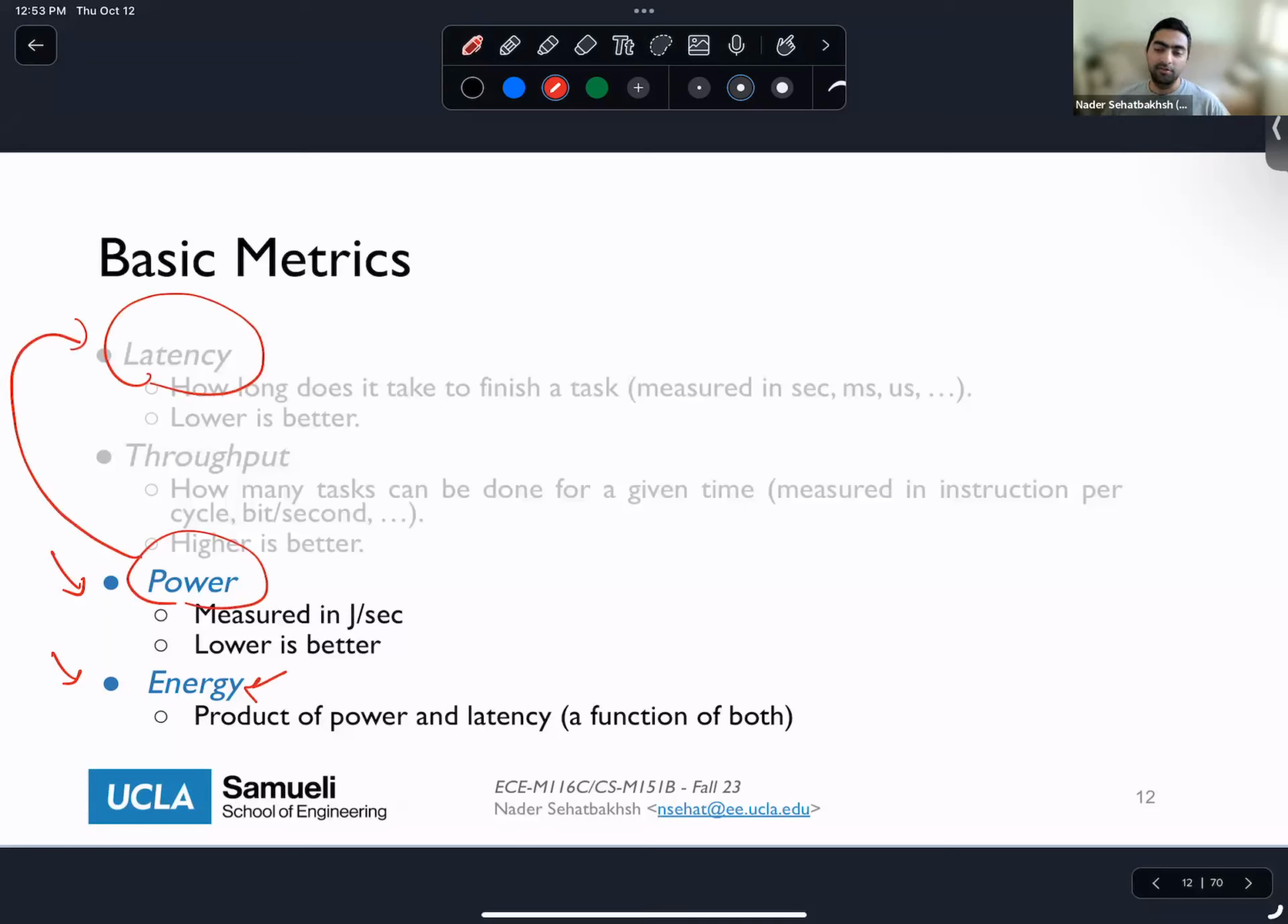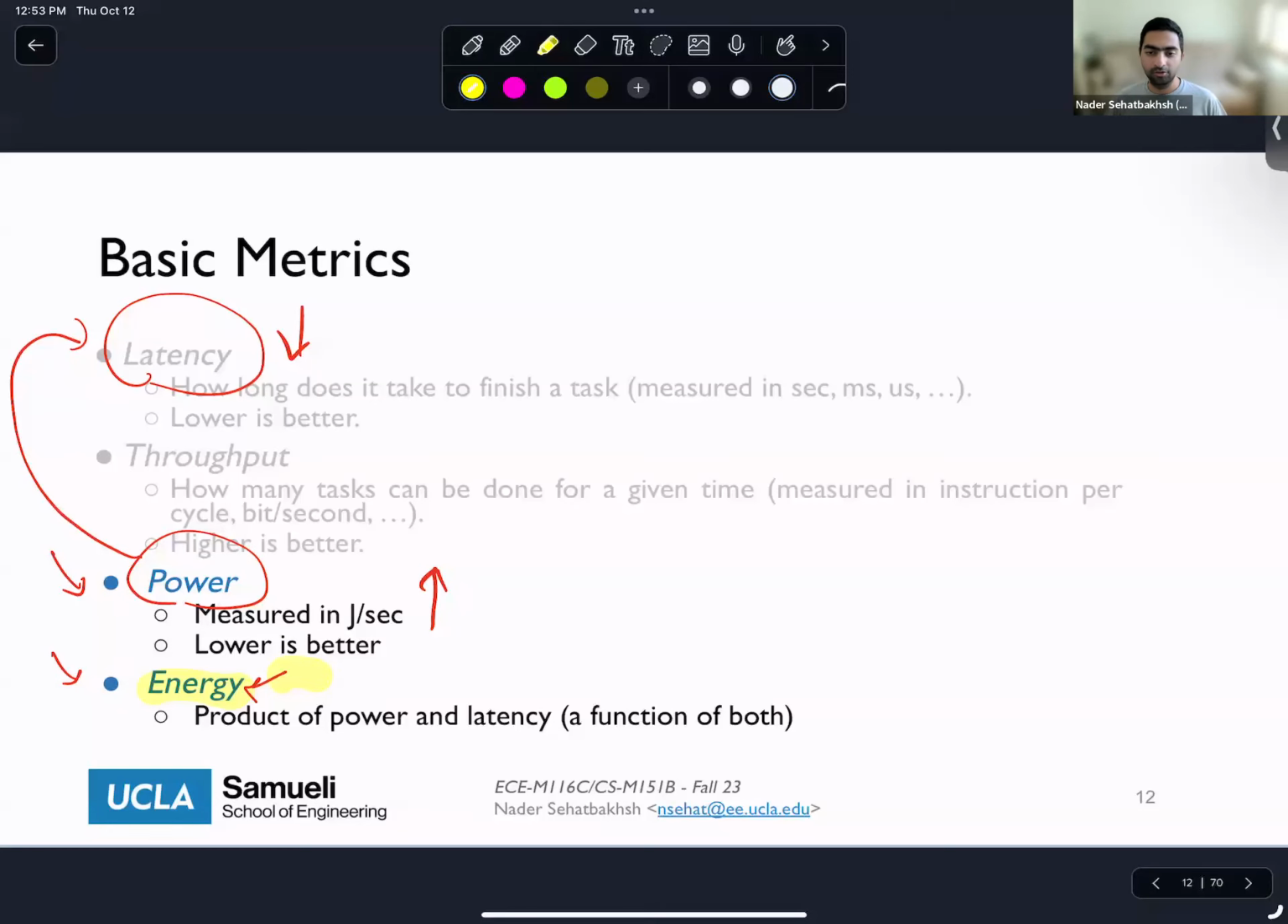So if you add more things to your processor, your power goes up and your latency goes down. But the interesting question is, what will happen to your energy? Does your energy go up or down? That's where all these decisions that we make in the processor eventually come down to this energy question as well.